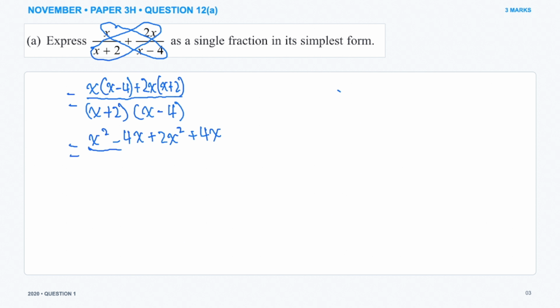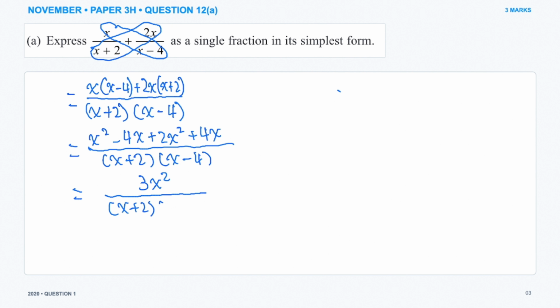And we're going to divide it by, you guessed it, the one we had from the start. Next, we're going to collect the like terms to only get 3x squared for our numerator because the 4x's cancel each other out. And we're just going to put x plus 2 times x minus 4 for our denominator. And that is the final answer for this question. On to next.